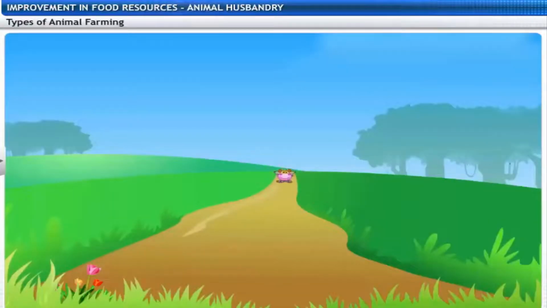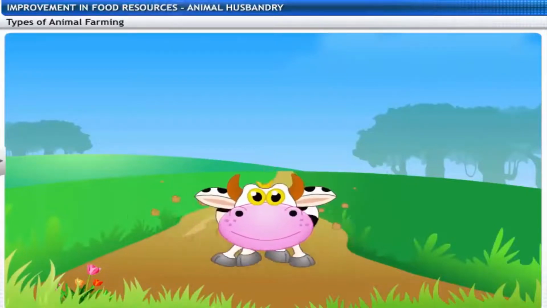Meet Moo. Looks like she's going somewhere. She looks excited.